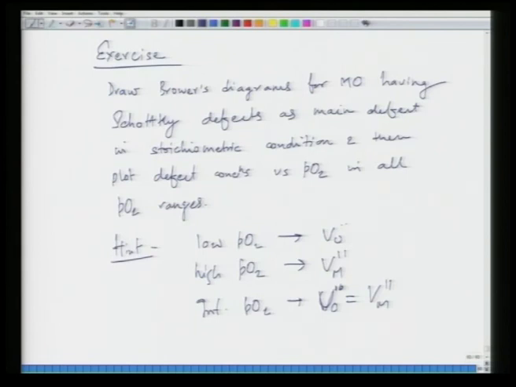So, as long as you are able to do this, write the defect reactions, find the limiting conditions, find the defect concentrations in each of these regions, and then just plot them. It is not that difficult, it is pretty simple. So, you can do this as a home exercise.